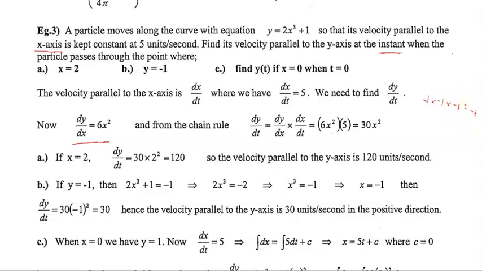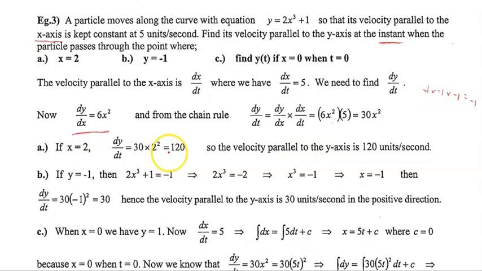All right, then dy/dt is 30 times negative 1 squared, which is just 30. Hence the velocity parallel to the y-axis is 30 units per second in the positive direction. We know it's a positive direction because there's a plus value here. Also there was a plus value here too. Okay, what was part C?